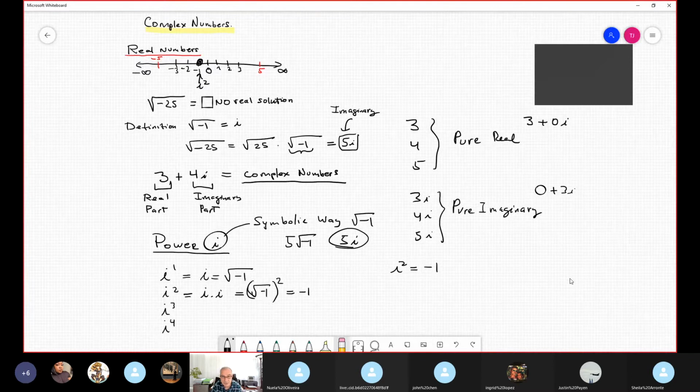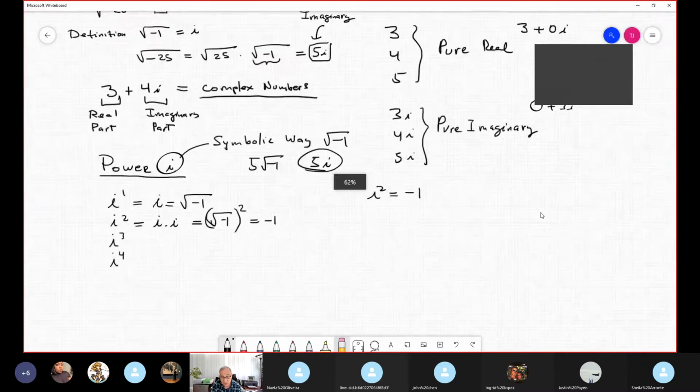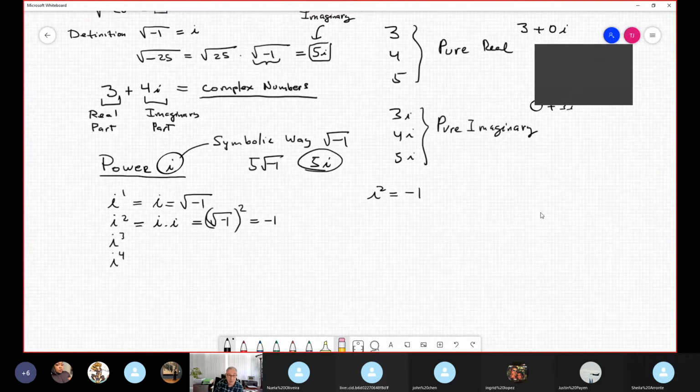So not always when you have i is it imaginary. When you see in one operation i square, immediately everyone replace i square for negative 1. Okay, i cubic is i times i times i, 3 i's. But I know that 2 i's together is negative 1. So the answer is negative i.